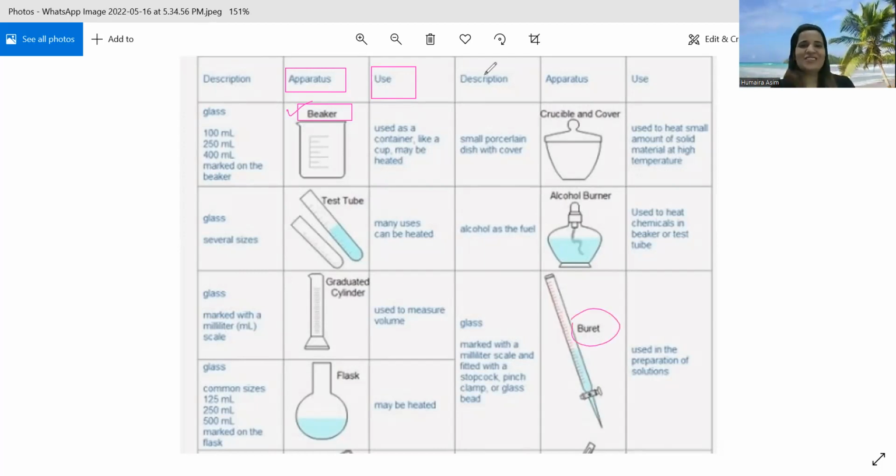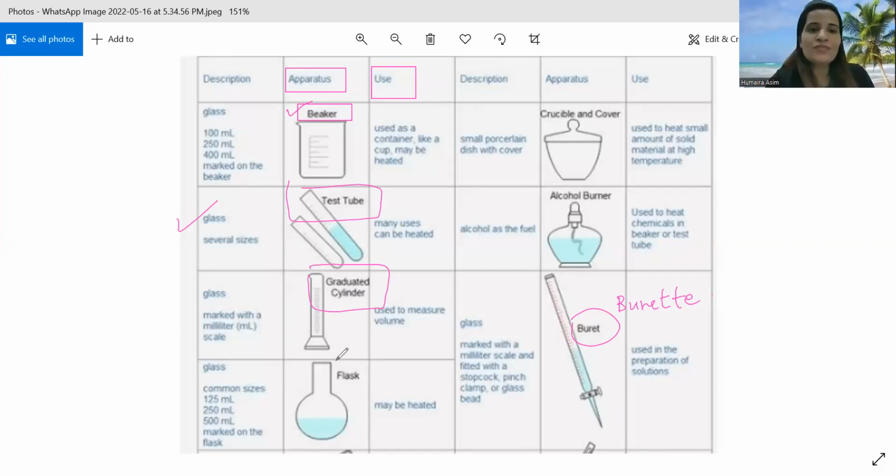So this is something we will be correcting as well. What is the correct spelling for burette? Burette, right? Then, we have test tubes. We have graduated cylinder, also called measuring cylinder, and you can name it either way.